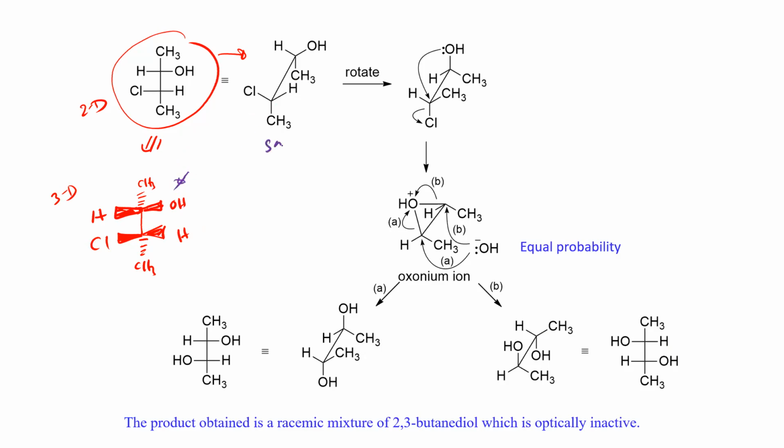So this is your sawhorse structure. If this kind of question is given, it's better that you draw this one first, so then you have an idea. See, the horizontal ones are always wedges. The horizontal ones are wedges, they're coming towards you. Vertical ones are going away from you.